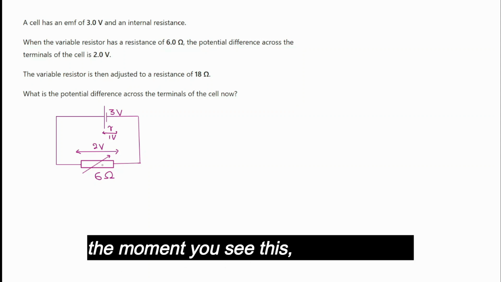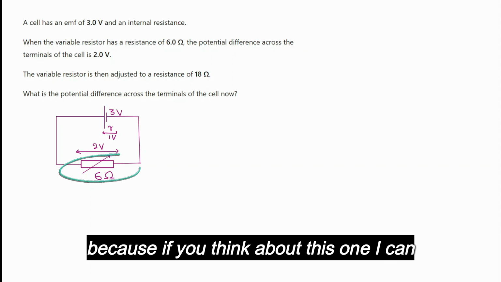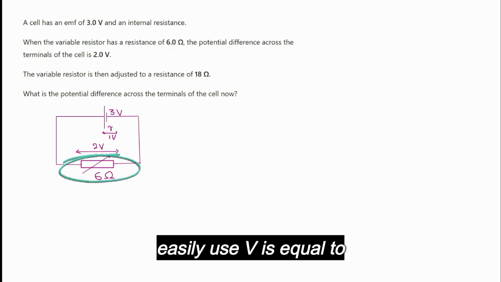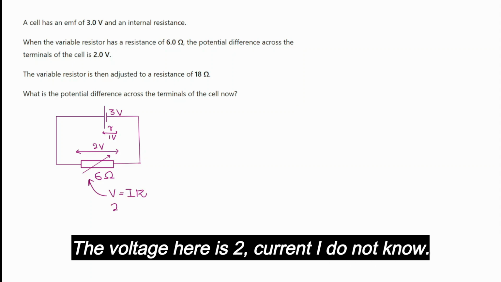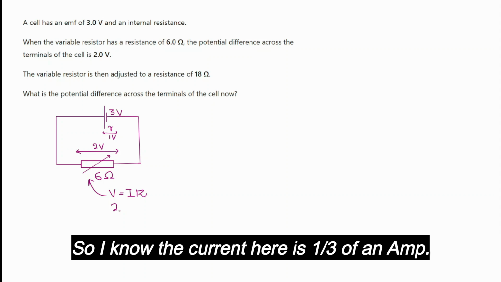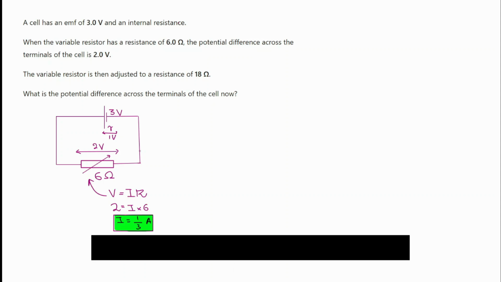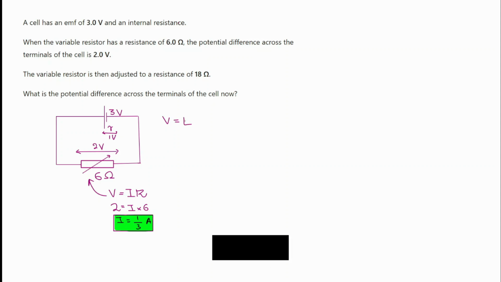Now, the moment you see this, you can easily work out the current in the circuit. Because if you think about this one, I can easily use V is equal to IR. The voltage here is 2, current I don't know, resistance is 6, so I know the current here is 1/3 of an amp.